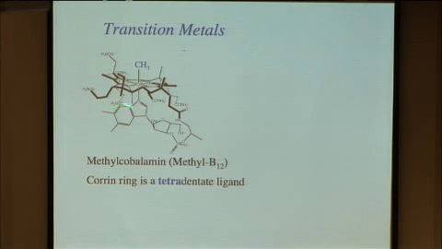And we saw before that when you have a thing that forms attachments at more than one point, it's called a chelate. So the corrin ring here is a chelating agent, and it's a tetradentate ligand because there are 4 points of attachment. So we can have monodentate, bidentate, tetradentate, hexadentate, and the name tells you the number of points of attachment. And again, this is a chelate.